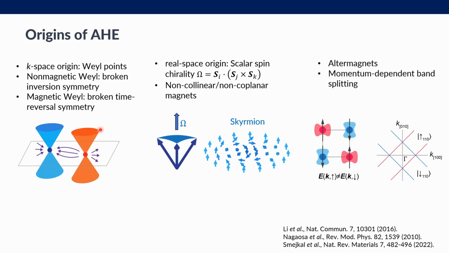And in the real space, three spins can form a triangle of non-coplanar spin texture, and this is called a scalar spin chirality. And this scalar spin chirality can also act as a fictitious field in the real space, which can also generate the anomalous Hall effect. A famous example is the skyrmion. And most recently, altermagnets are also proposed to host this anomalous Hall effect because of the momentum-dependent band splitting.